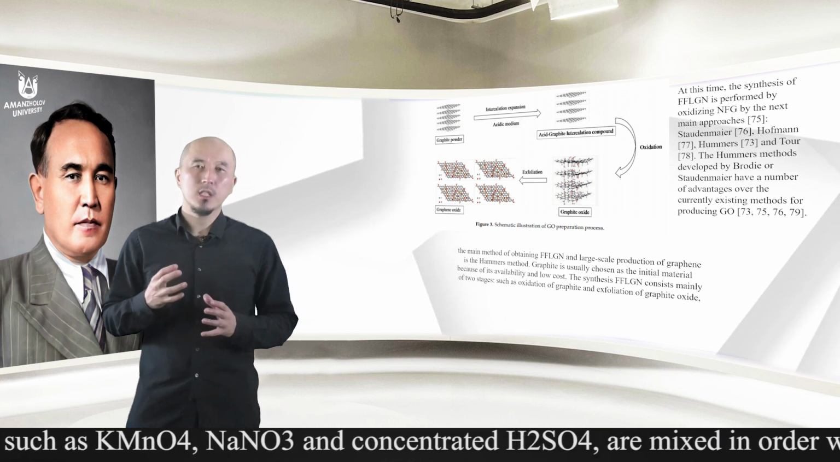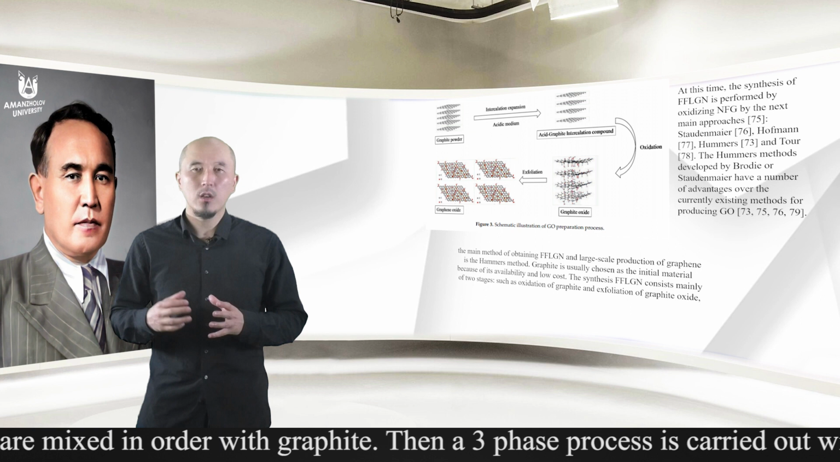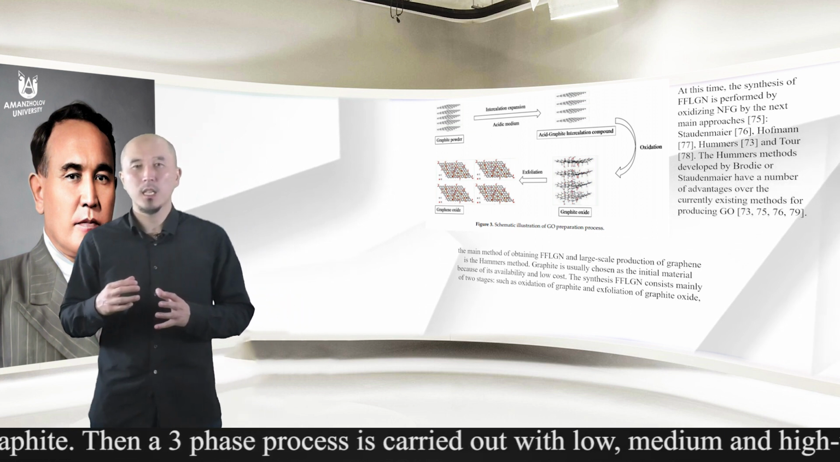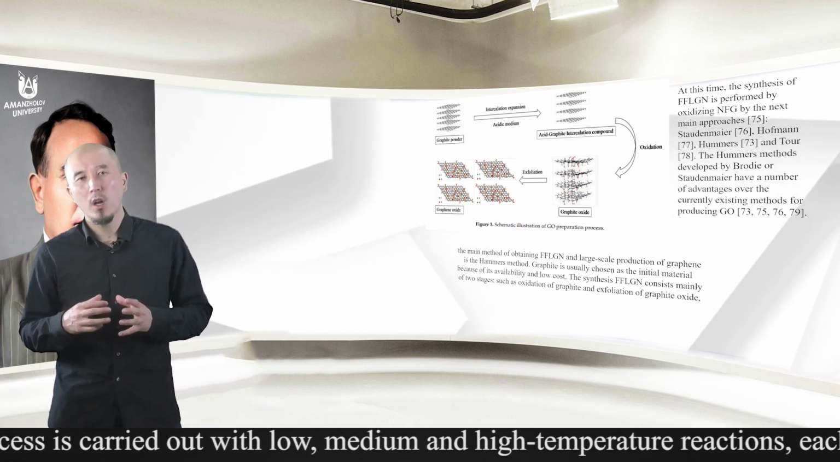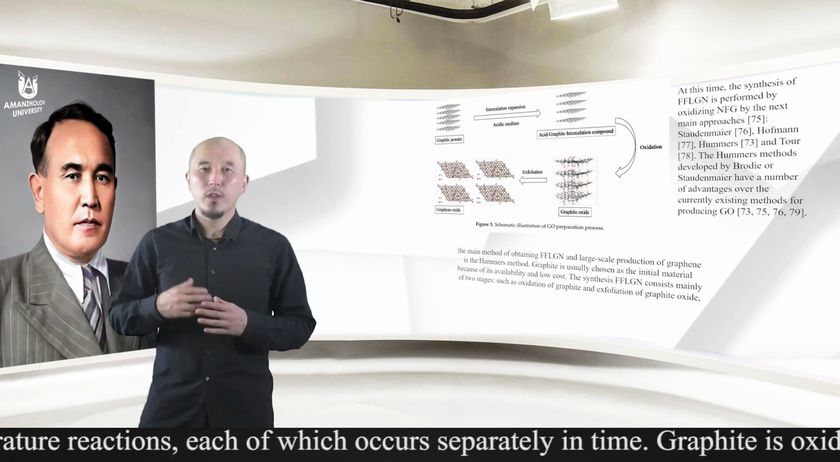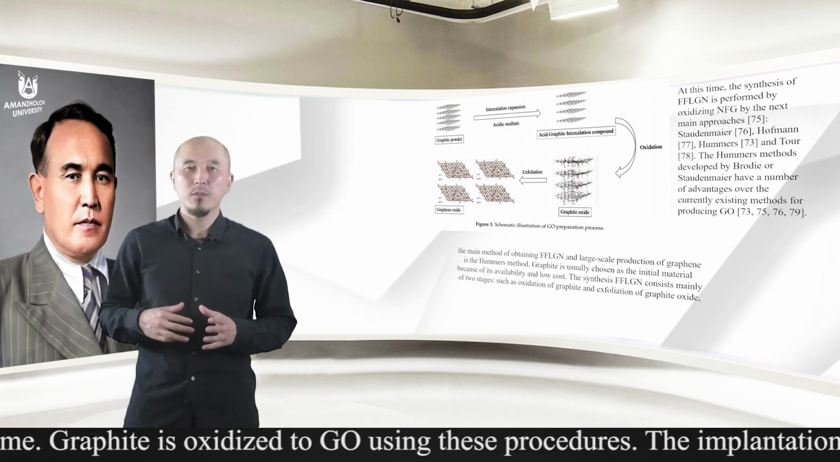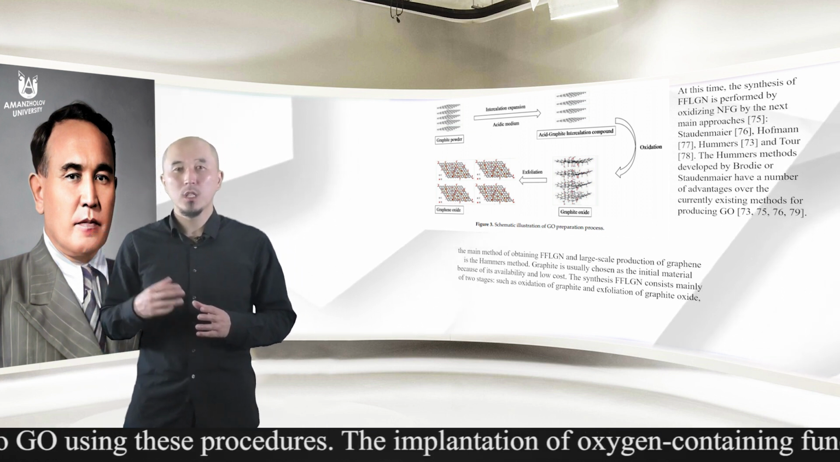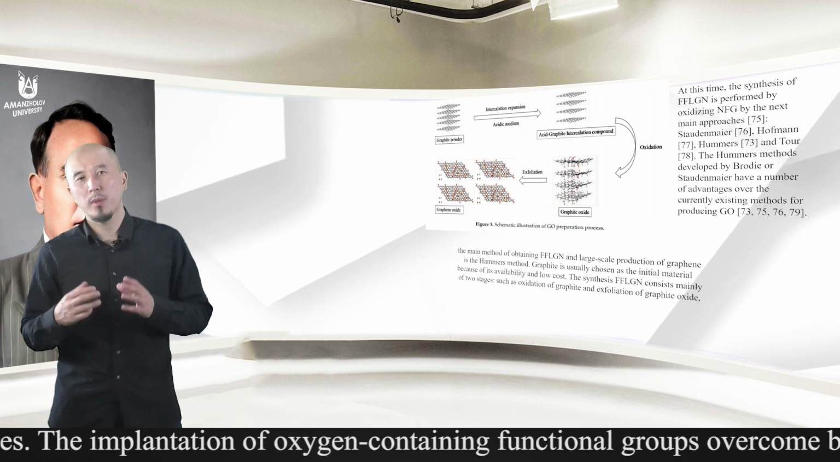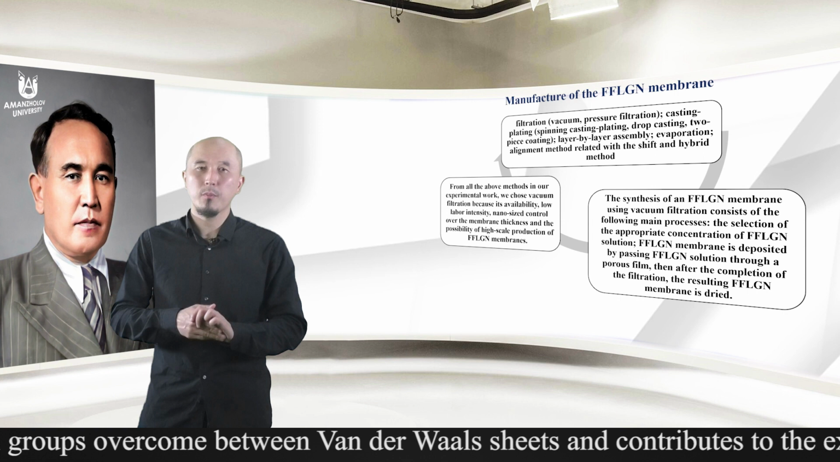Proportional amounts of oxidation agents such as KMnO4, NaNO3, and concentrated H2SO4 are mixed in order with graphite. The process is carried out with low, medium, and high temperature reactions, each of which occurs separately in time. Graphite is oxidized to GWO using these procedures.